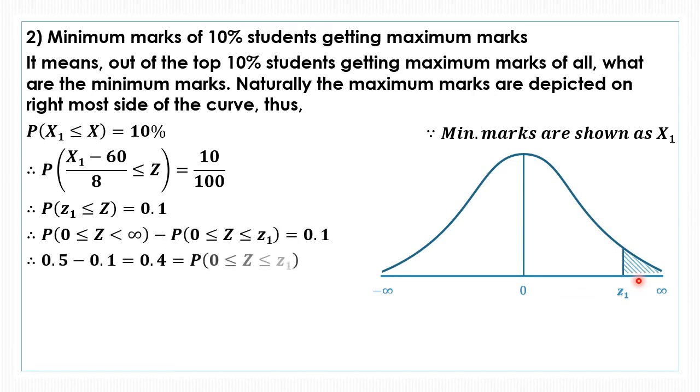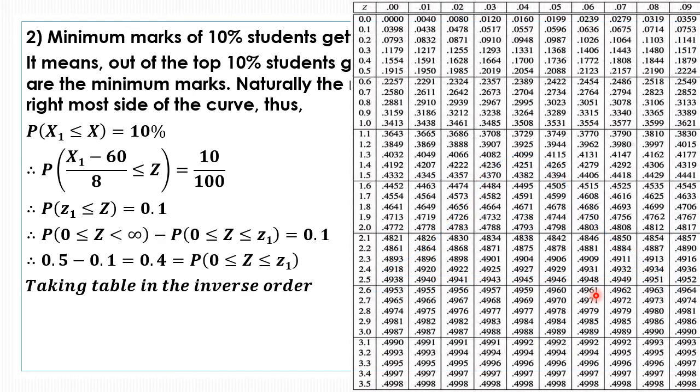You see 0 to infinity is 0.5. I have changed the side of 0.1 here, which is 0.4. Okay, difference, and that would be the area of 0 to z1. Now from looking at my table in the inverse order, I have to check out 0.4.